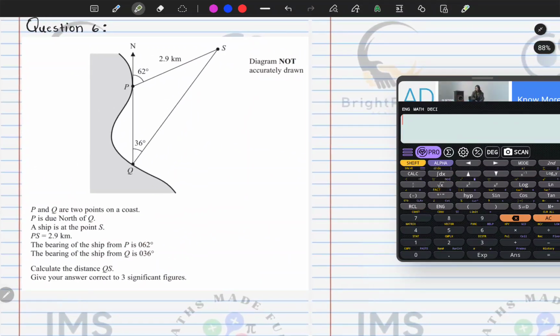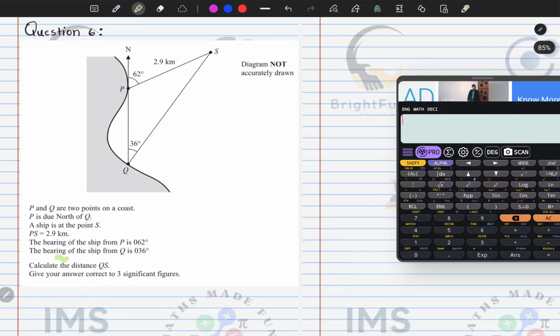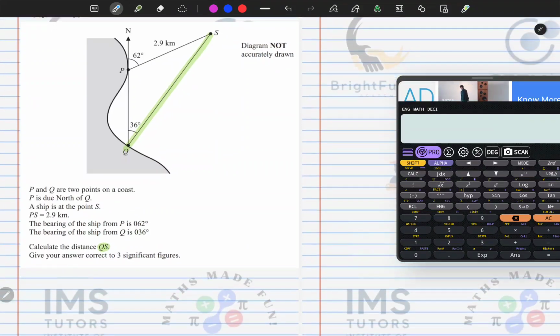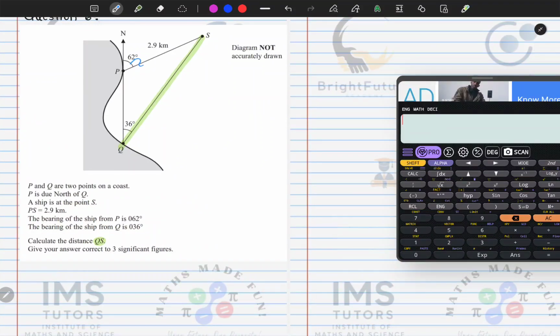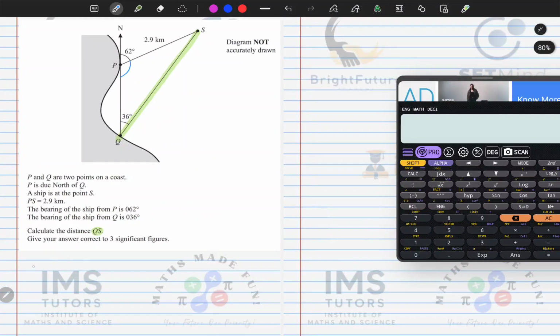Okay, let's have a look at question number 6. On question number 6, they give you a whole story, but the main point is they're looking for the distance QS, which is what they're looking for. And what I usually advise you to do is that you try and populate as much as you can. So for example, this angle here, the blue one, we can easily find, because the blue angle plus 62 degrees, which would be angle SPQ, should be equal to 180 degrees, because those are angles on a straight line.